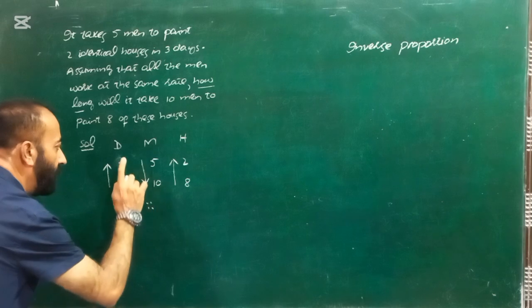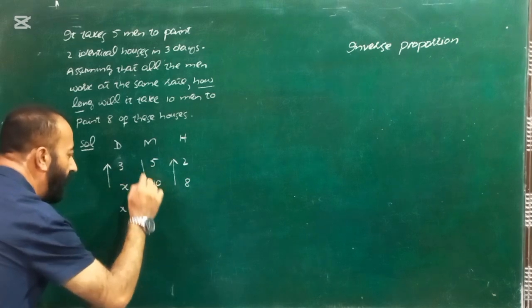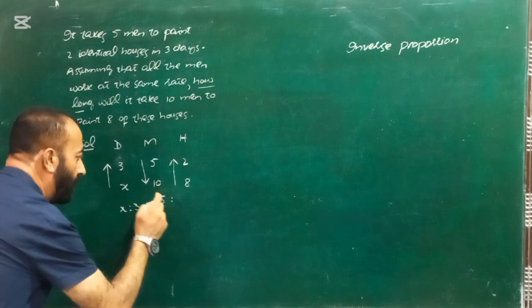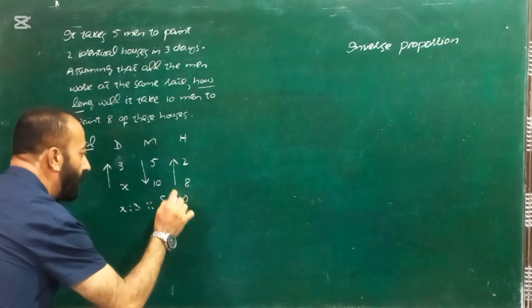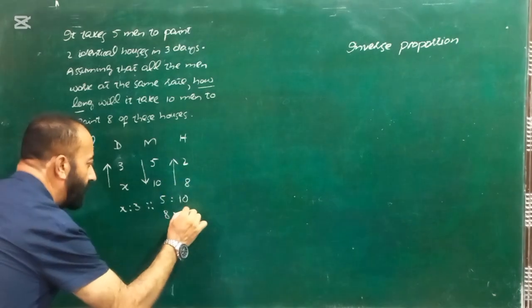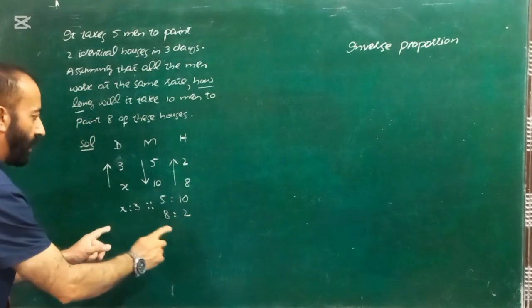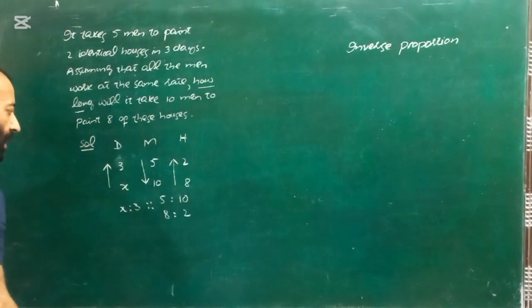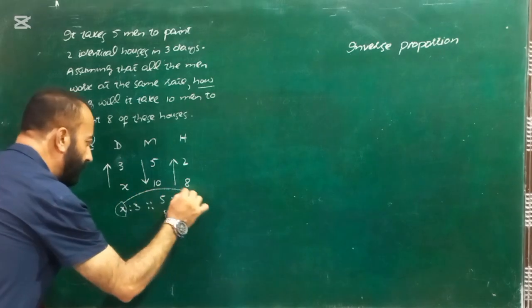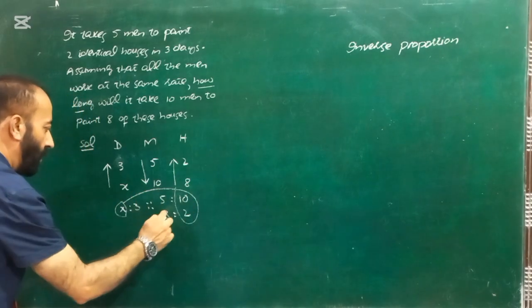Again, the rule will be the same: bottom first, tail first, top later. Tail first, top later. So this is the method to write this kind of question. And now you will multiply the extremes and the product of the means.